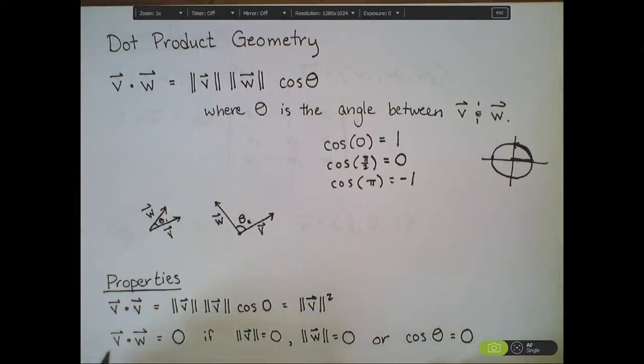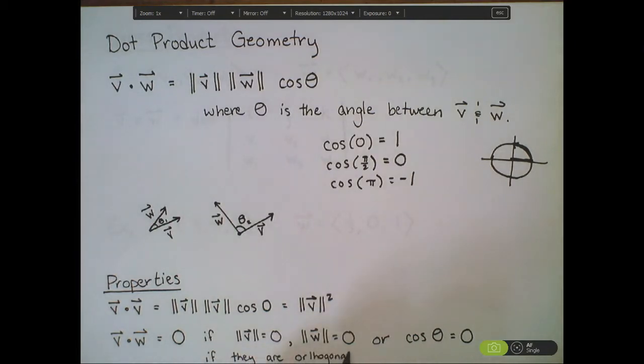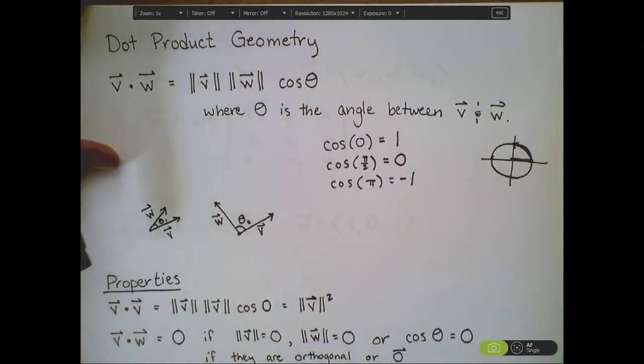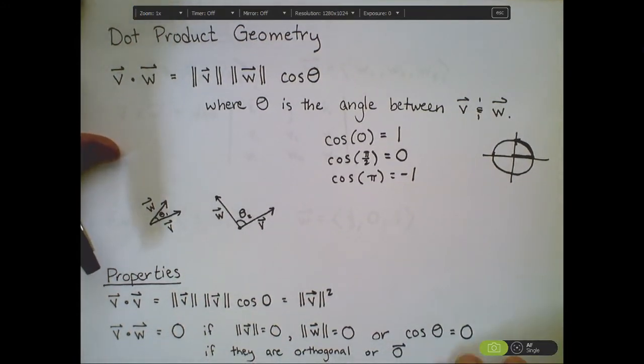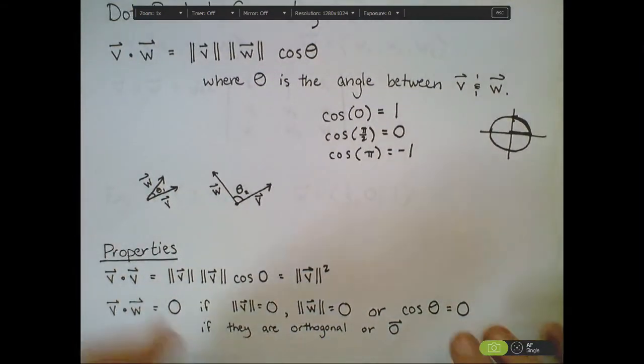So the implication is that the dot product of two vectors is equal to 0 if they are orthogonal, for nonzero vectors. So orthogonal just means perpendicular in three-dimensional space.